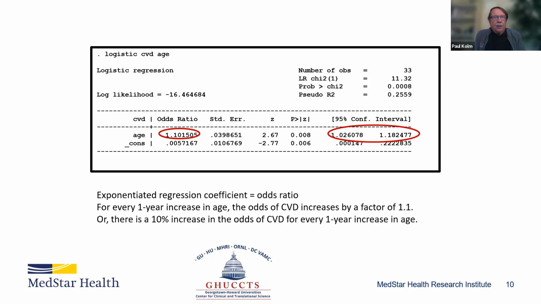And so how do we interpret the odds ratio? For every 1 year increase in age, the odds of cardiovascular disease increases by a factor of 1.1. Or another way of saying the same thing, for every 1 year increase in age, the odds of cardiovascular disease increases by 10%, or just the odds ratio minus 1.